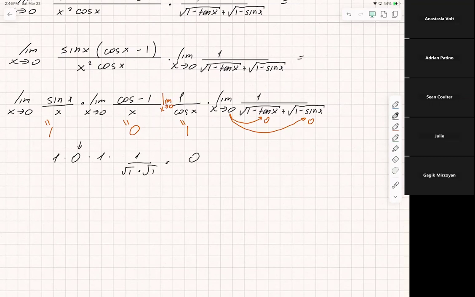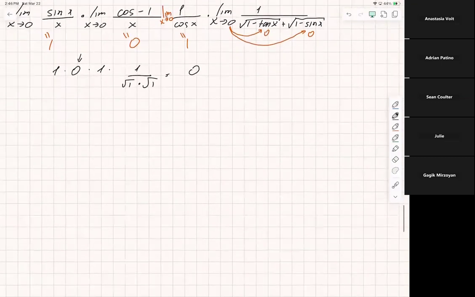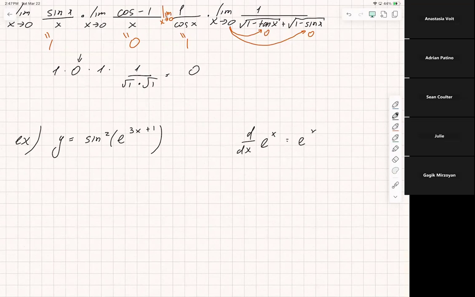Okay, now let's get to another example. Let me show you one with the e, because we didn't see that many of those examples. Let's say we have y equals sine squared of e to the power of 3x plus 1. We know that the derivative of e to the x is just e to the x, right?